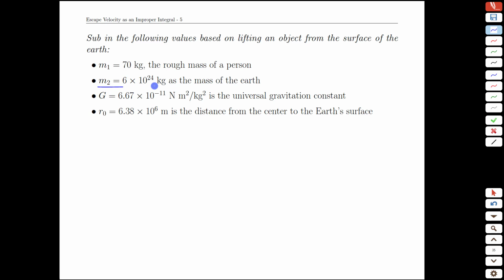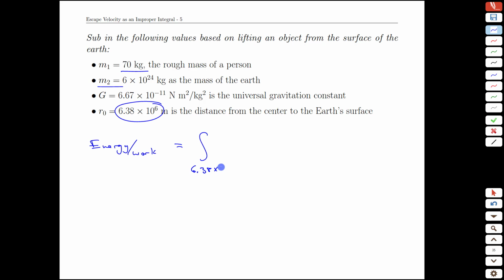We're going to imagine mass 2 is the mass of the Earth, 10 to the 24 kilograms roughly, and let's imagine the work it takes to lift one person up there. So the energy or work we're talking about here was based on that integral from r naught, so 6.38 times 10 to the 6 meters. That's the radius of the Earth, all the way up to infinity. And the G m1 m2 we'll leave in their form right now. We did this work on the last page.